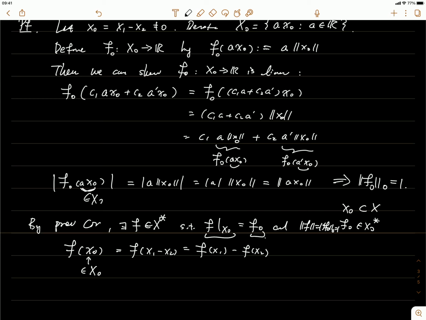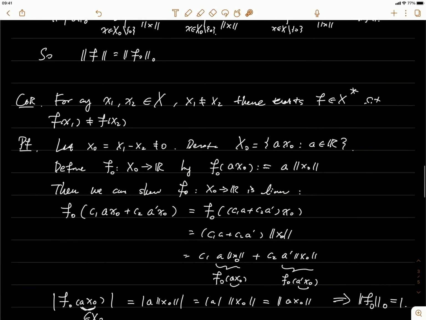On the other hand, when we restrict f to this space, this should be just equal to f naught of x naught. But by definition, this is just equal to the norm of x naught. This is non-zero, since x naught is non-zero, and that means f of x1 should be different from f of x2. And this is how we get this linear functional f, a linear functional that takes different values at these two points. So we found some linear functional f that can distinguish these two vectors. That completes the proof.